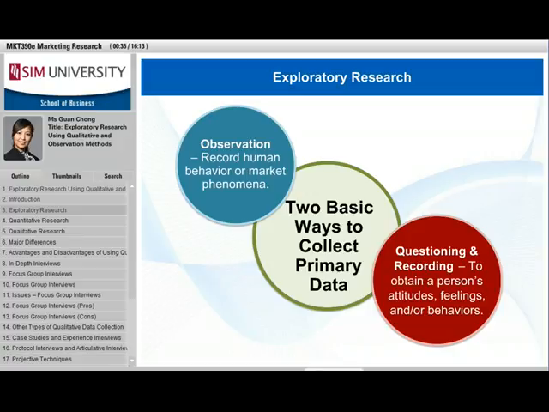There are two basic ways to collect primary data: observation and questioning. Observation records human behavior or market phenomenon, while questioning and recording is to obtain a person's attitude, feelings, and behaviors.